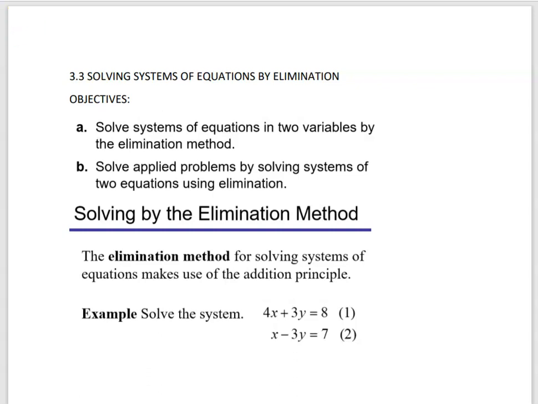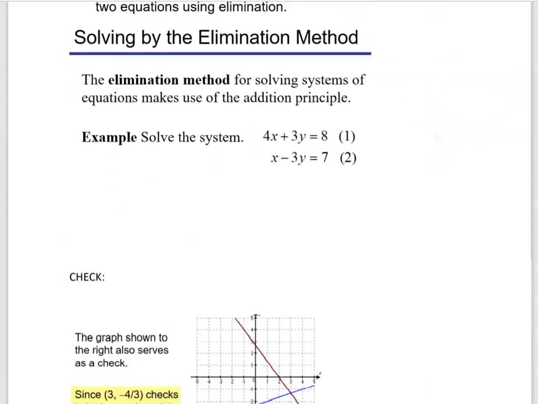Okay, we're going to talk about section 3.3, which is solving systems by elimination. Basically, when you're solving a system of equations, what you're doing is trying to find the place where two lines intersect. This place where these two lines intersect is a solution that works for both of the lines. So we've got these two equations, 4x plus 3y equals 8 and x minus 3y equals 7.